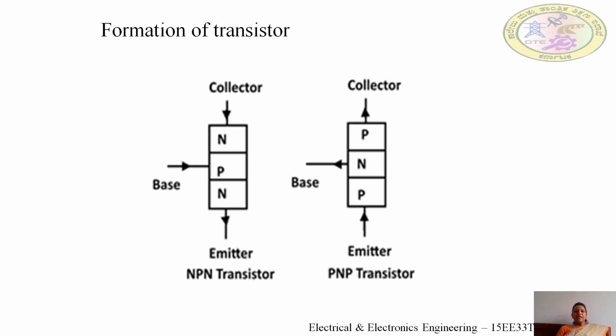So as we can see in this picture, in case of an NPN transistor, P-type layer is sandwiched between two N-type layers, and in case of a PNP transistor, N layer is sandwiched between two P-type layers. For both types of transistors, for external connection, three terminals are taken out: one is the collector, base and the emitter.